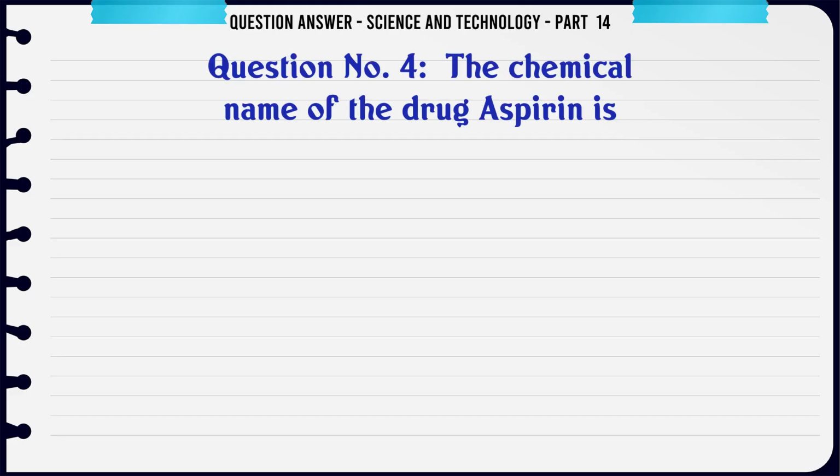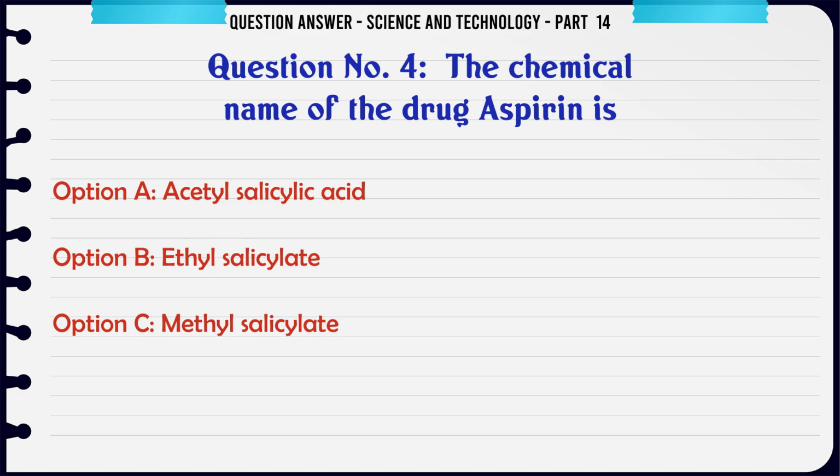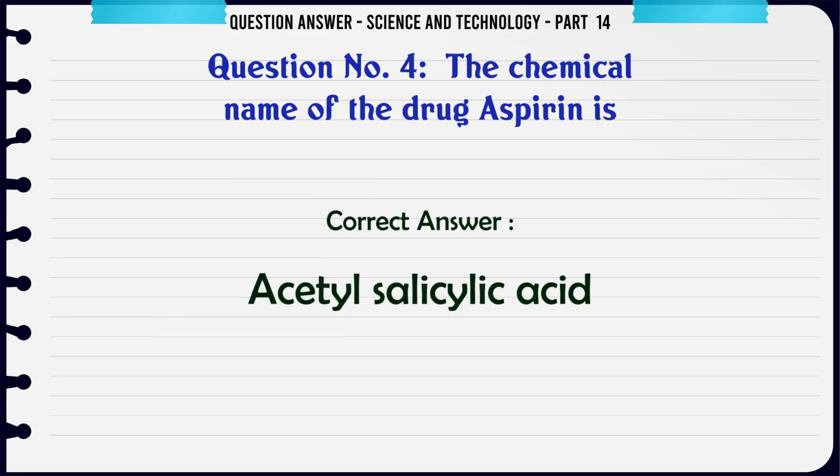The chemical name of the drug aspirin is A. Acetyl salicylic acid. B. Ethyl salicylate. C. Methyl salicylate. D. Sodium salicylate. The correct answer is acetyl salicylic acid.